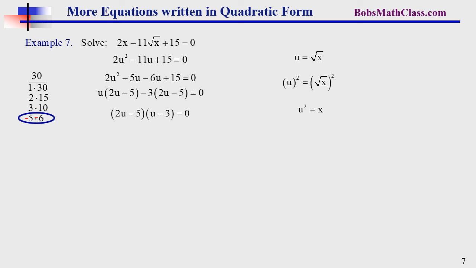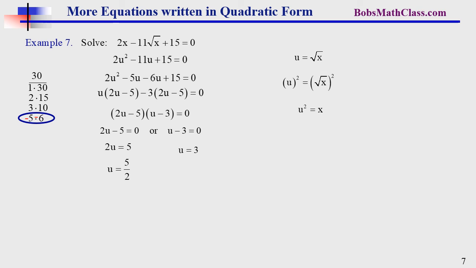Now we could use the zero product rule. So 2u minus 5 or u minus 3 equals 0. Solve both equations. Move the 5 over to the right, then divide by 2. So u equals 5 halves. And on the right, just move the 3 over, u equals 3.